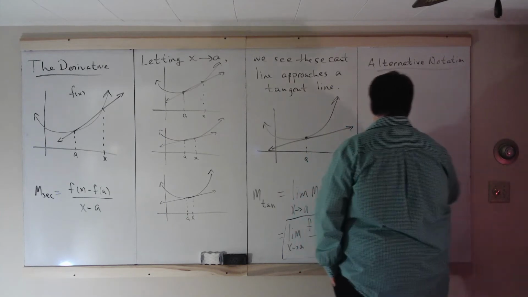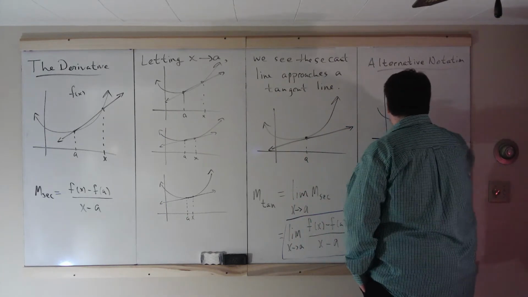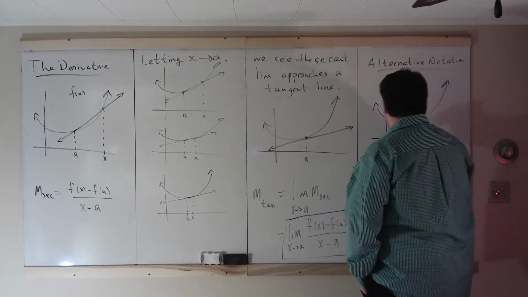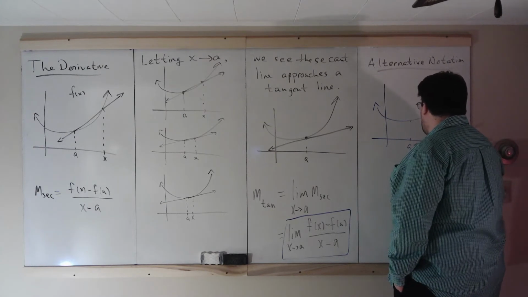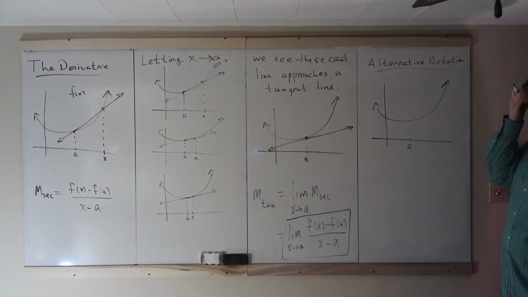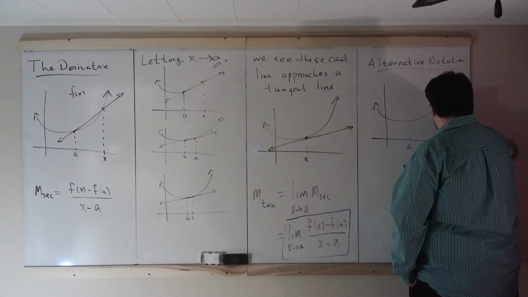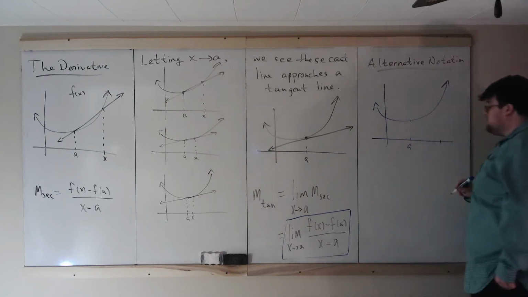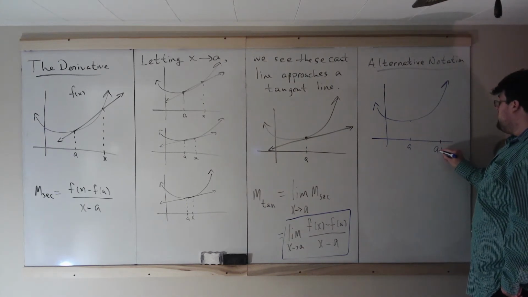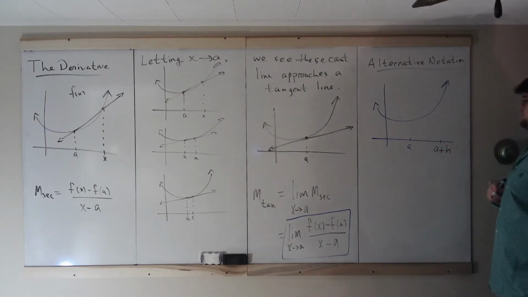For right now, let's just consider this alternative notation. We're still going to call this point A, and we're still going to want to find a tangent line at A, as we did here. But instead of letting this other value be x, we're going to call it A plus lowercase h.